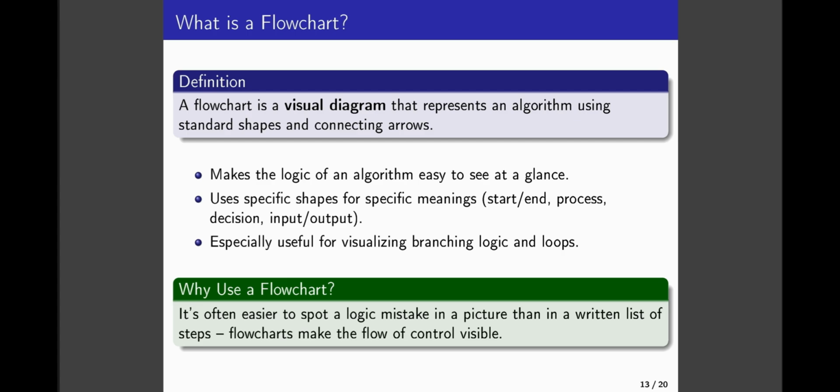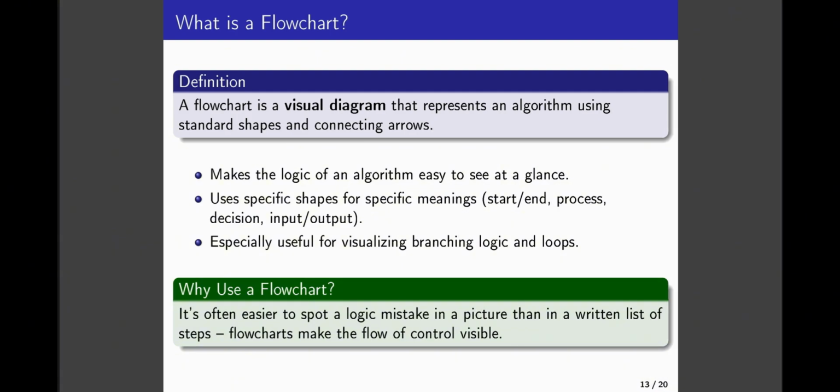Then what is a flowchart? When we visualize an algorithm, it becomes a flowchart. A flowchart is a visual diagram that represents an algorithm using standard shapes and connecting arrows. It makes the logic of an algorithm easy to follow. It uses specific shapes for specific meanings: start and end points, process steps, decisions, and input or output. And it's especially useful for visualizing branching logic and loops.